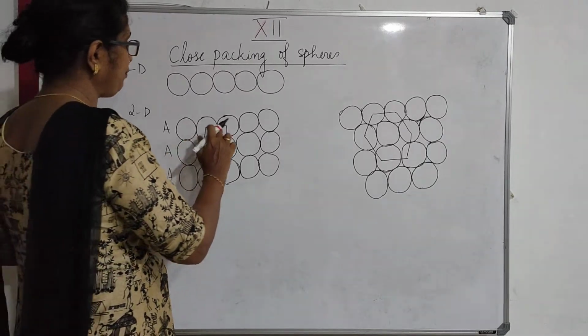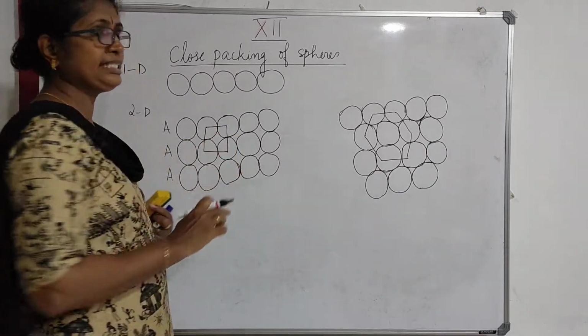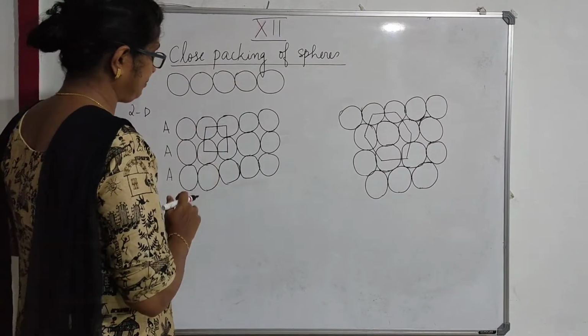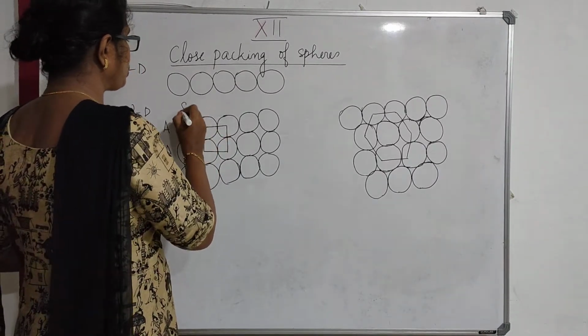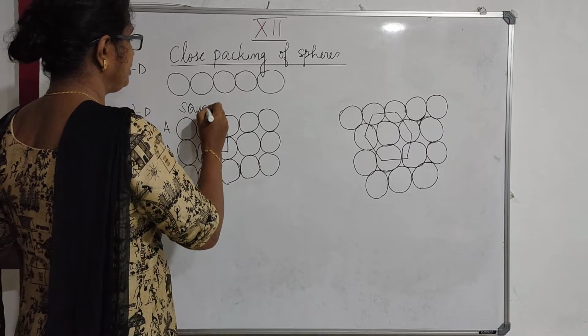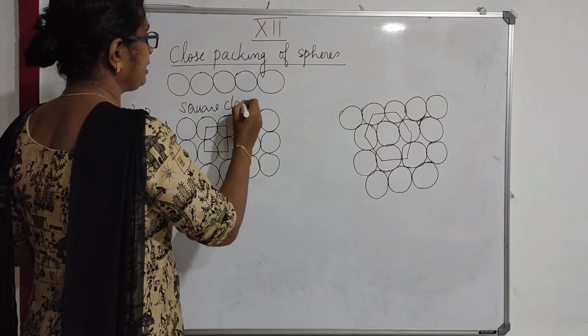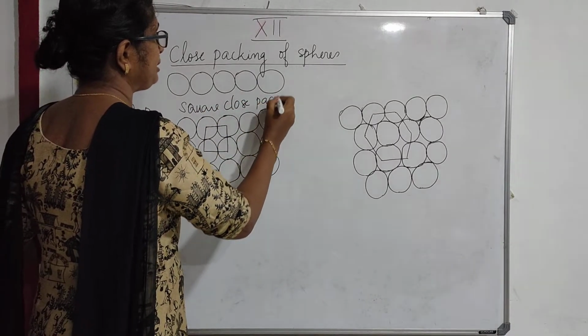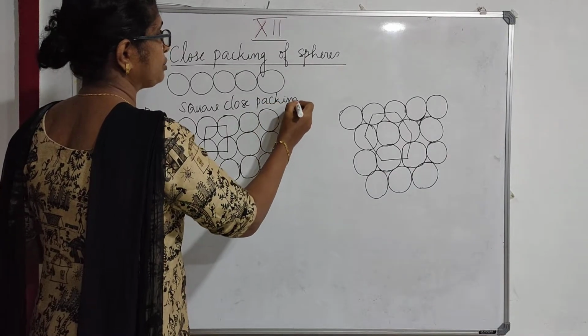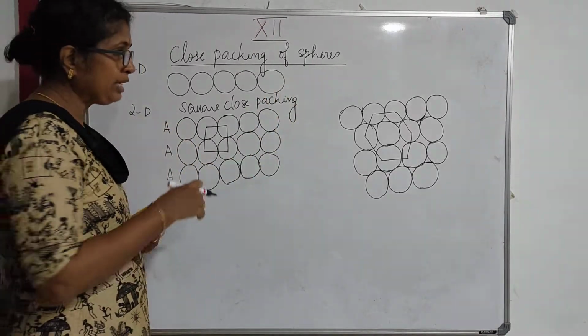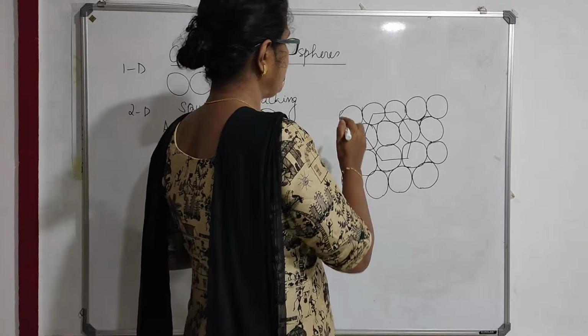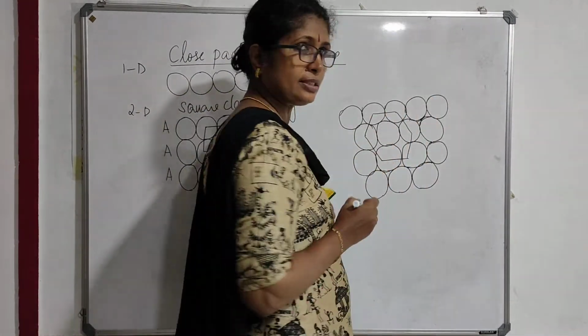Now here you see, if you connect the centers of adjacent spheres, you get a square. So this is called a square close packing. Square close packing in two dimension.